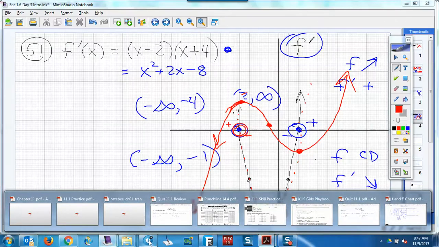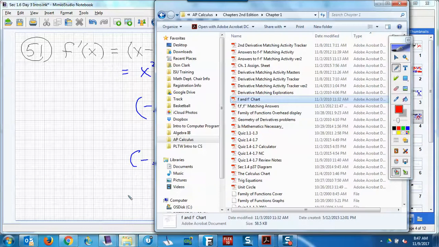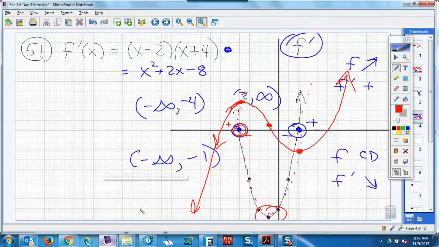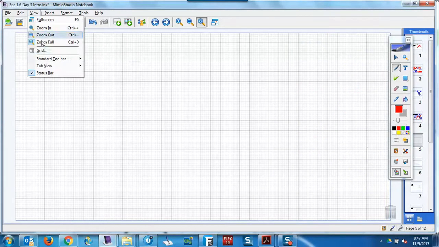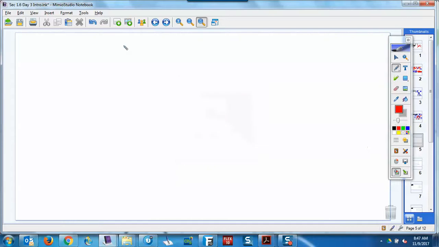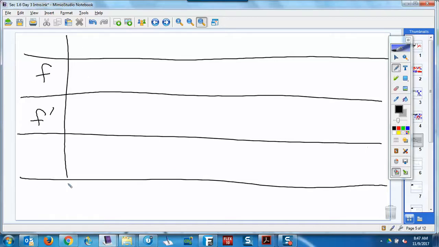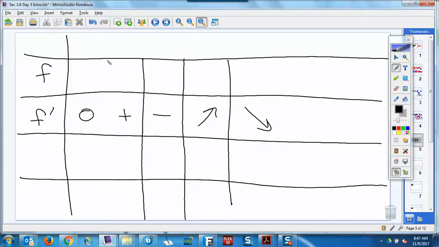So let's take a look at our chart. I'm going to pull up a different version of that. So let's go to your notes and let's get the chart out here. All right, so F prime. This wouldn't be bad to practice. Don't look at your notes just yet. Look up here. Tell me what I put in my F prime row. 0, plus, minus, up, down. Okay, that's how we start the chart every time. We just put those right in there.